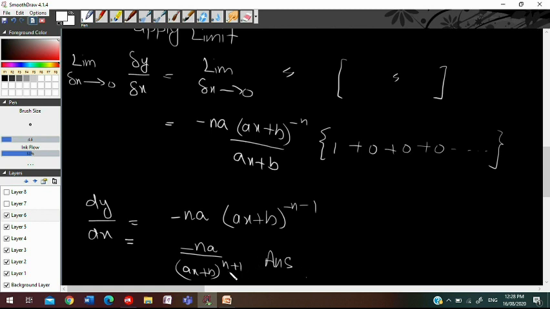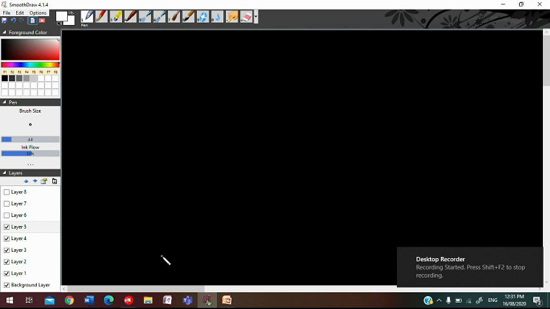Now we discuss some rules of derivation. We start our exercise first. This is our exercise 2.2. In exercise 2.2, here we have just one question, and we have 5 parts. It's a very small exercise. The question is, find from first principle the derivative of the following expression with respect to their respective independent variable.